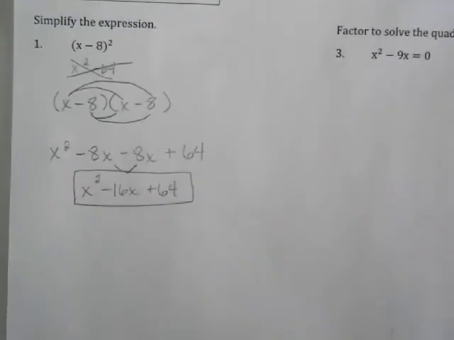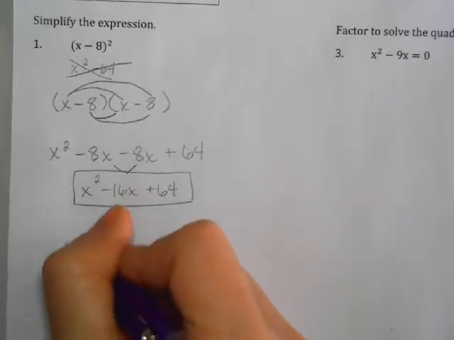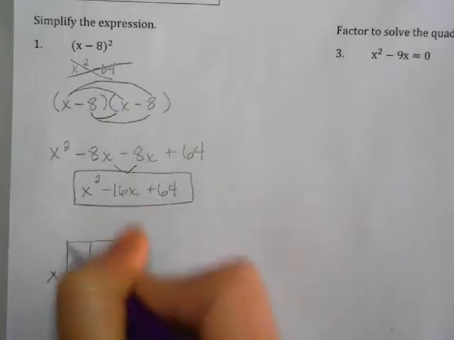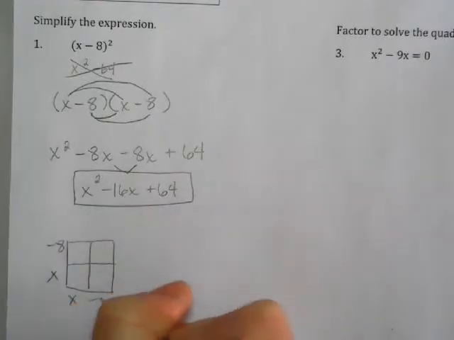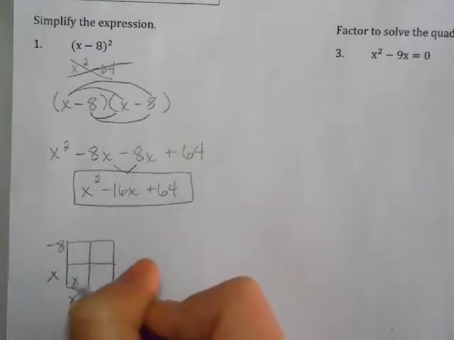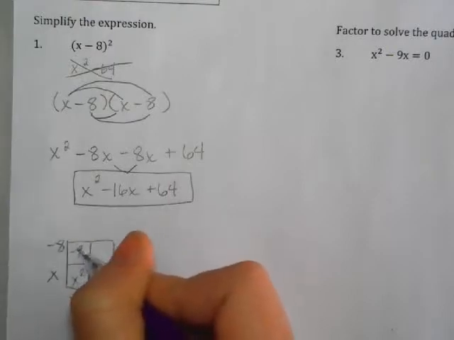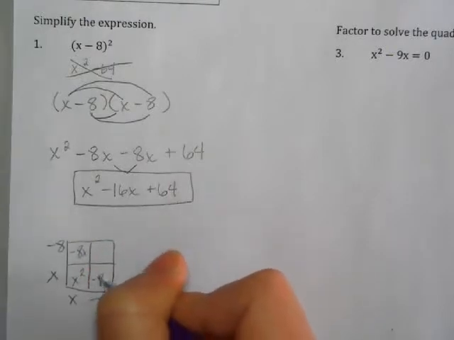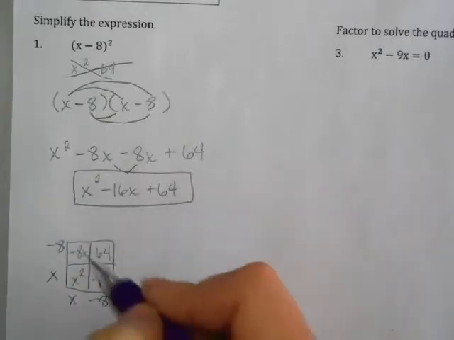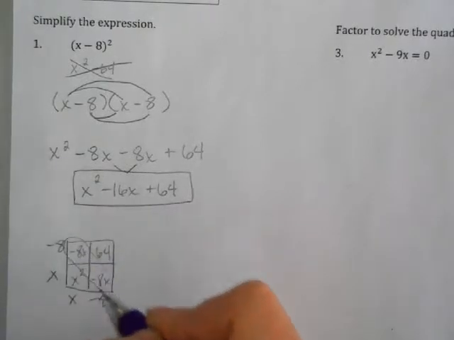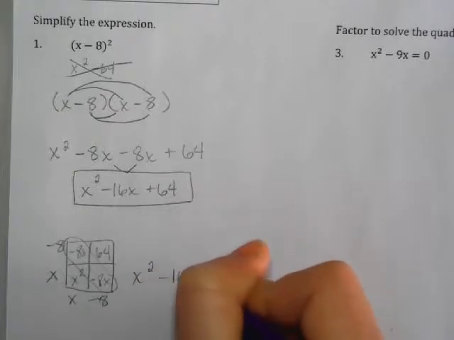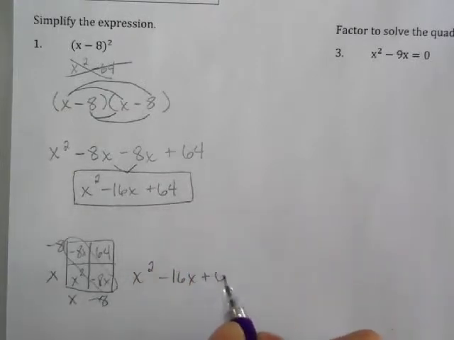The other method of doing this, which is the same thing mathematically, just gives you a visual representation, is to multiply using the boxes. So you put x minus 8 times x minus 8, and then you multiply x times x, x times negative 8, negative 8 times x, and negative 8 times negative 8, which is positive 64. And then you combine your like terms, and you end up with the same result, x squared minus 16x plus 64.